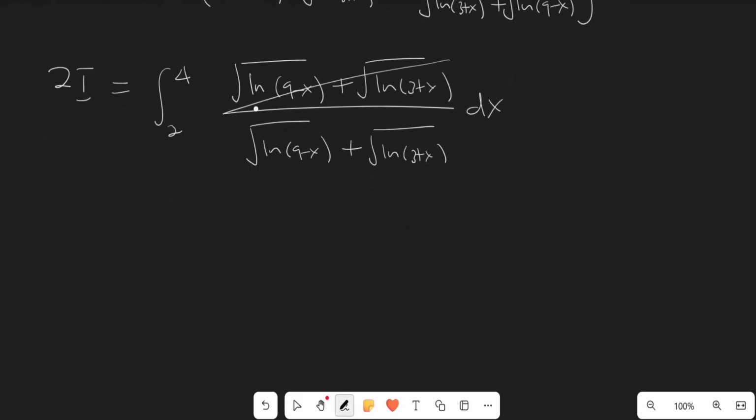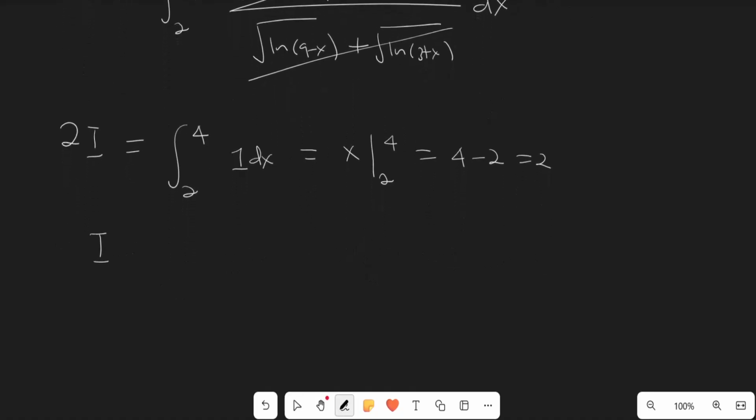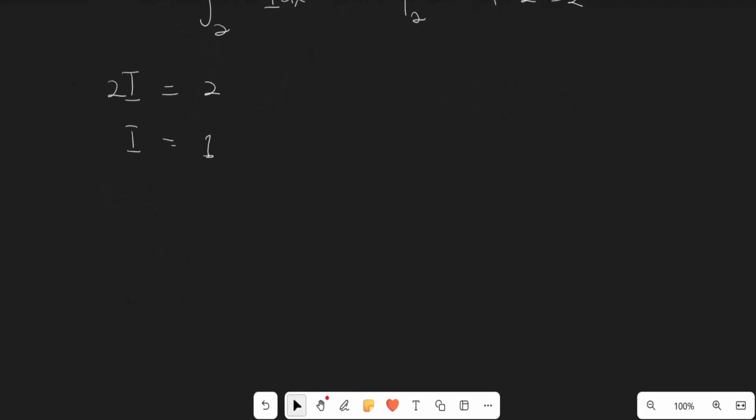And really this and this are the same, so they will just cancel each other out nicely and we have the integral from 2 to 4 of 1 dx, and that is really equal to x, the limit from 2 to 4. So that is equal to 4 minus 2, which is 2. So in that case, 2I is equal to 2, implying that I is going to be equal to 1. So that is the value of our integral.